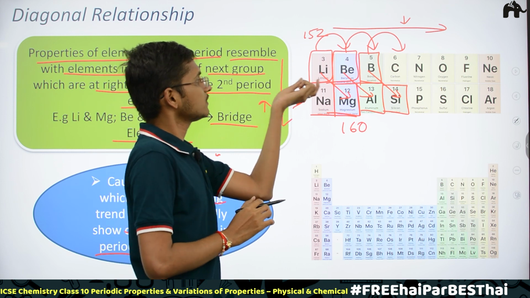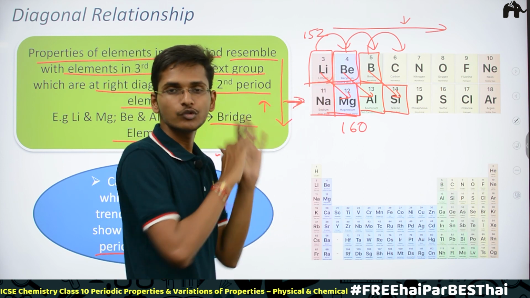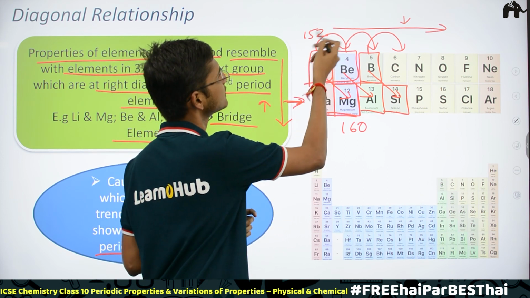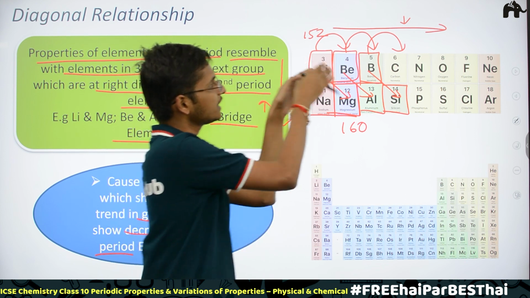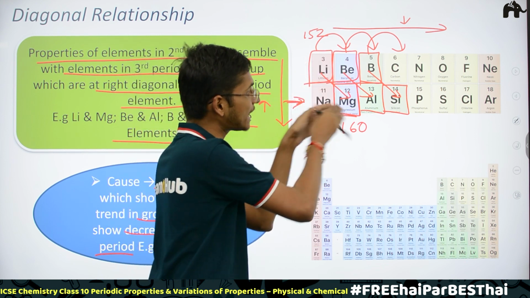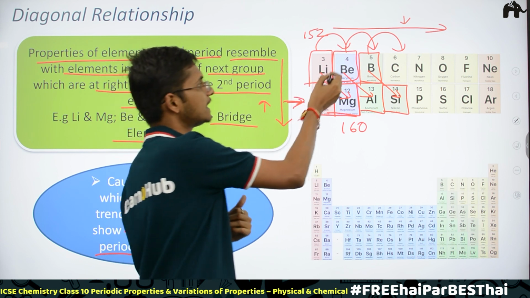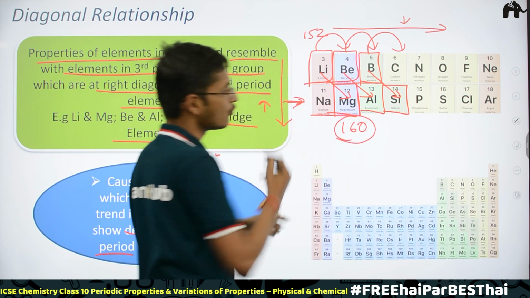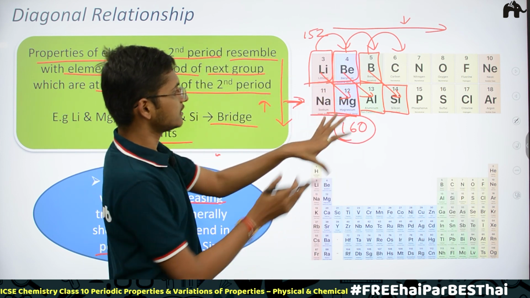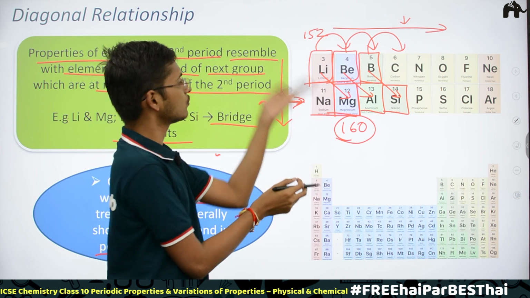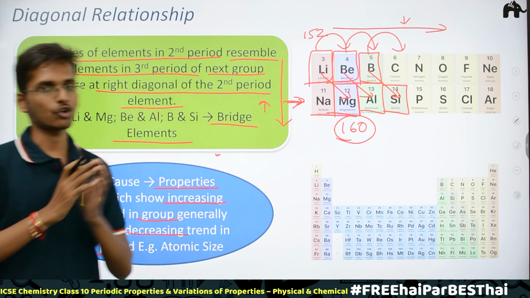So here you can clearly make out that from lithium to beryllium it would decrease, so the atomic size of beryllium would be less than 152 picometers. But again when we move from beryllium to magnesium, it would increase, and that's why its atomic size reaches 160 picometers. And then we find that yes, they have similar atomic sizes.